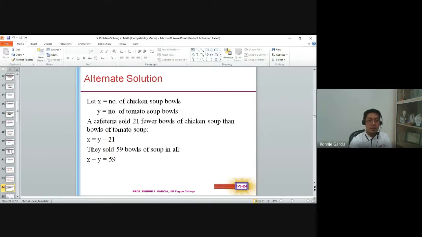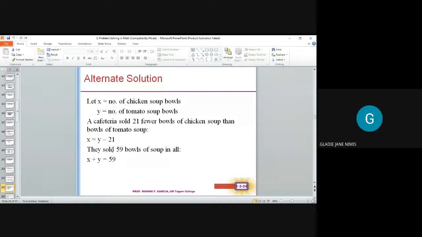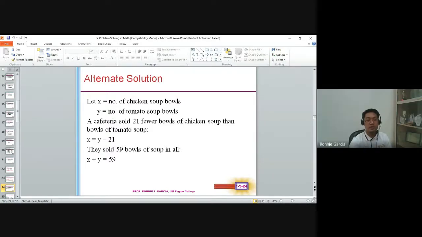Then, gisulti sa problem that the total number of bowls nga na-sold is 59. So, ang pasabot ato, kung imo nimo siyang equation, x plus y equals 59. So, pila ka equation karon ang imuhang nahimo? Pila ka equation ang naa diri?